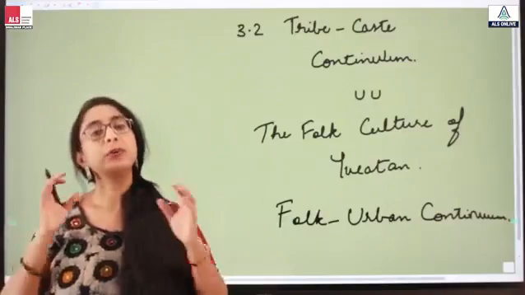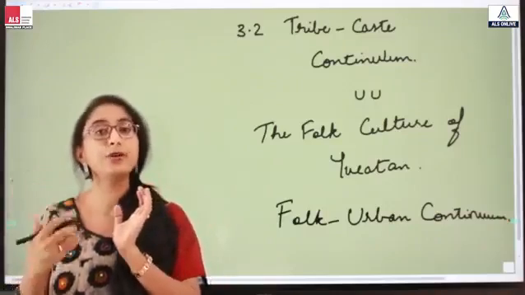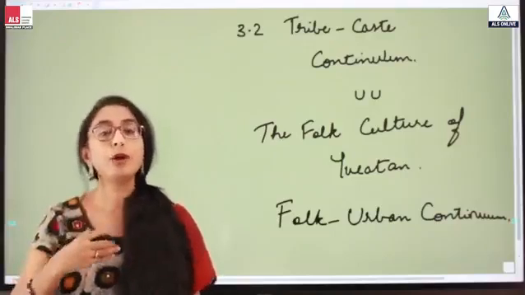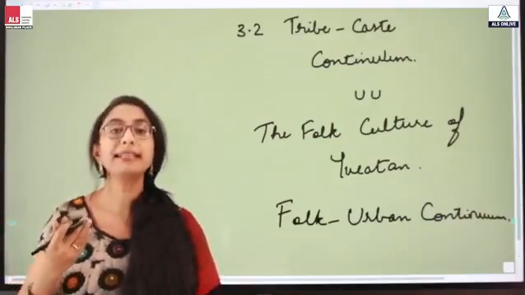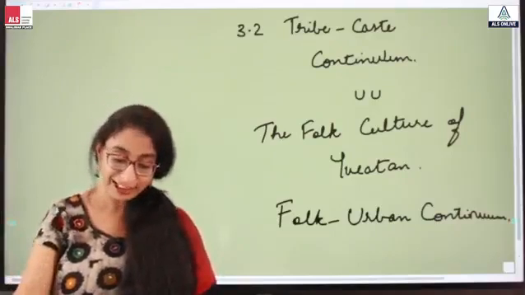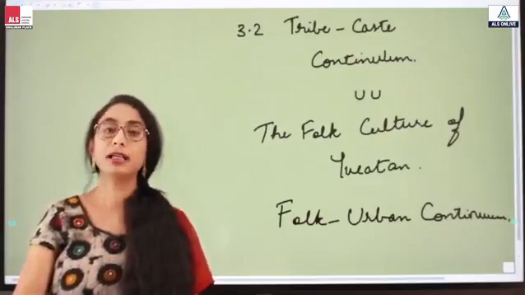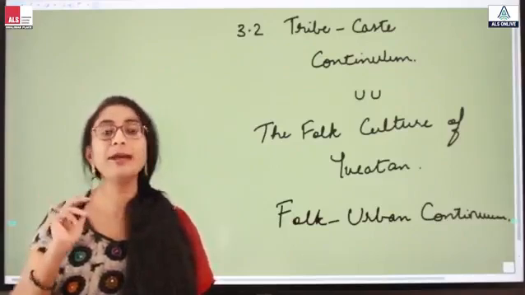So he said we cannot completely separate the folk culture from the urban culture. There's a continuity happening. There's a gradual process of transformation of the folk culture into the urban culture. So you cannot view the two societies as completely disjunctive entities. And that is why in his book, The Folk Culture of Yucatan, he gave us the concept of folk urban continuum. Remember this? He did not give us the concept of tribe caste continuum.